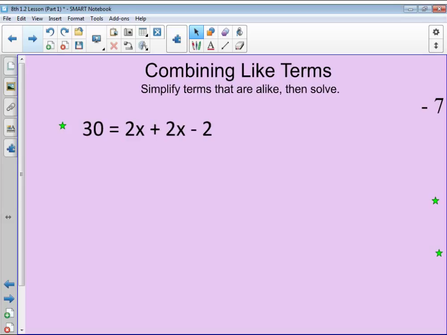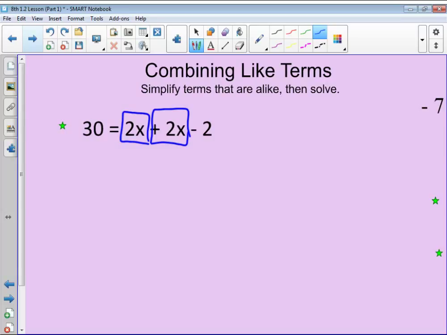Some kids, it doesn't bother them, but I like to work left to right. So when I combine these, I am seeing like terms here. They are the same. They have an x. So it's a +2, or 2 plus 2. And yes, they each have an x, but we're just going to carry that label with it. I get 4x here. And then I still had -2 and an equals 30 over here.